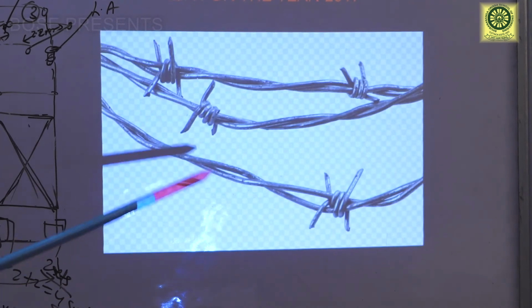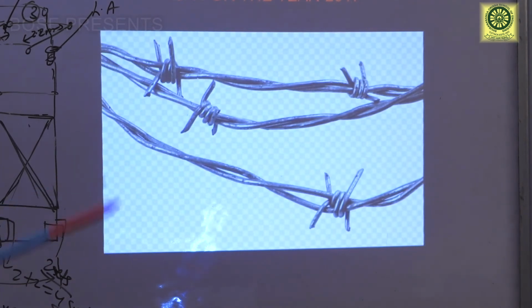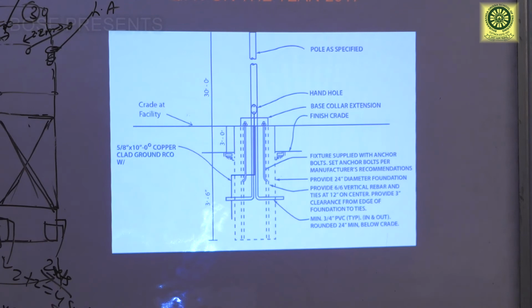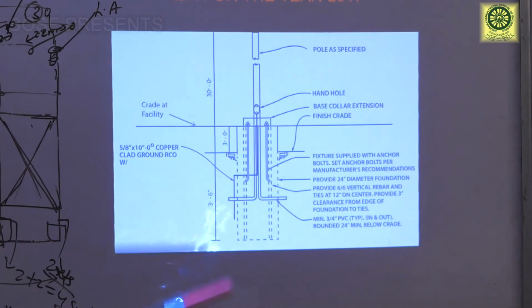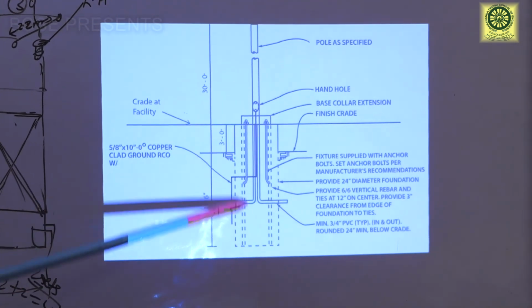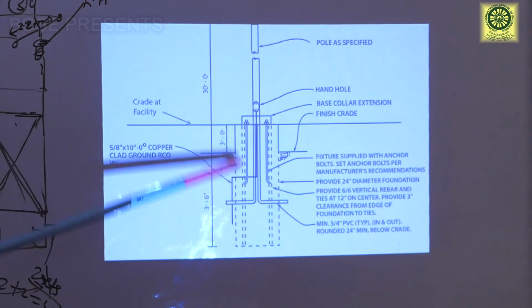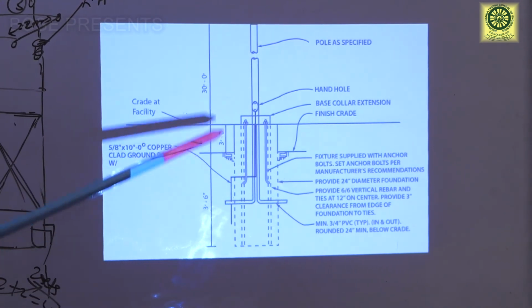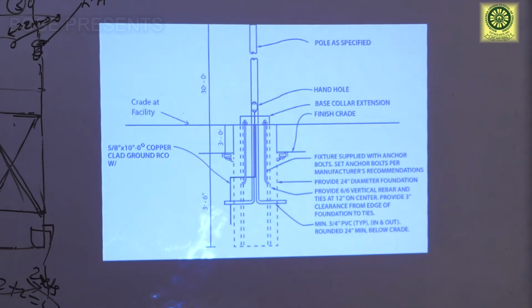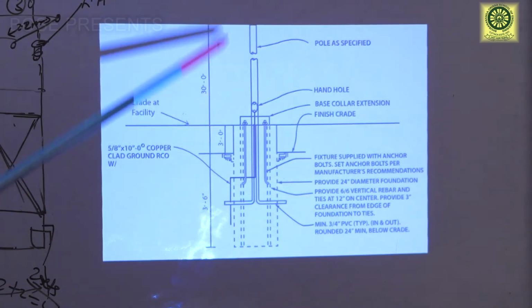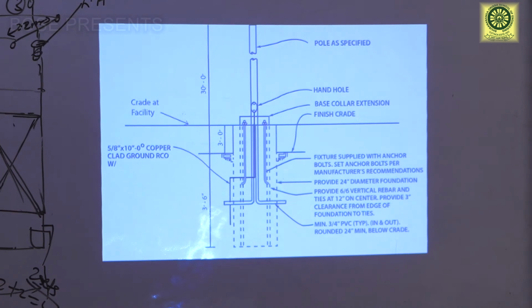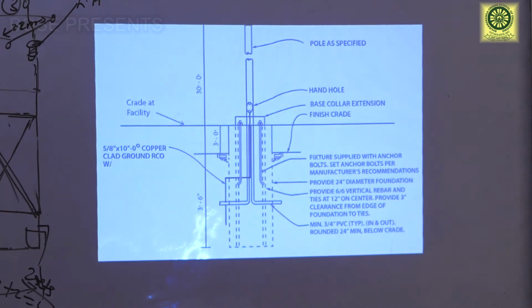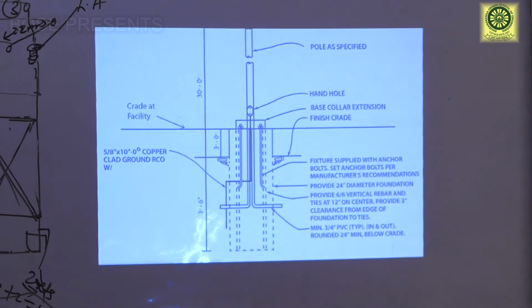This is the barbed wire what I have discussed, and this is the pole foundation mob. That means this portion is below the ground, under the ground, and this supports the pole at the above portion from the ground. This is known as MOPS.